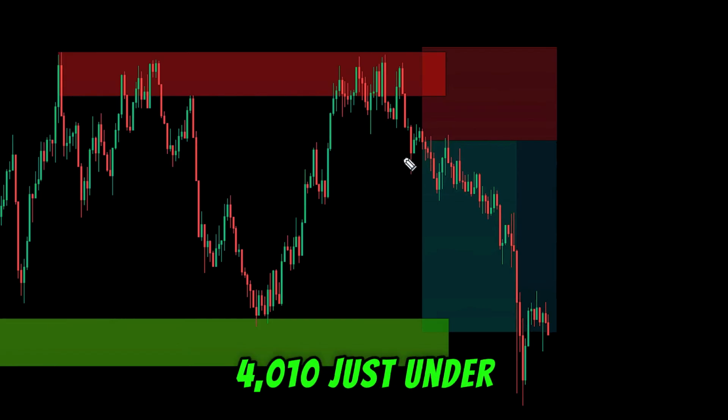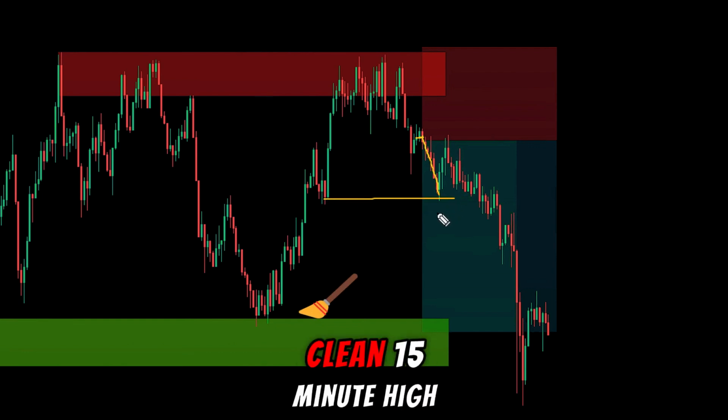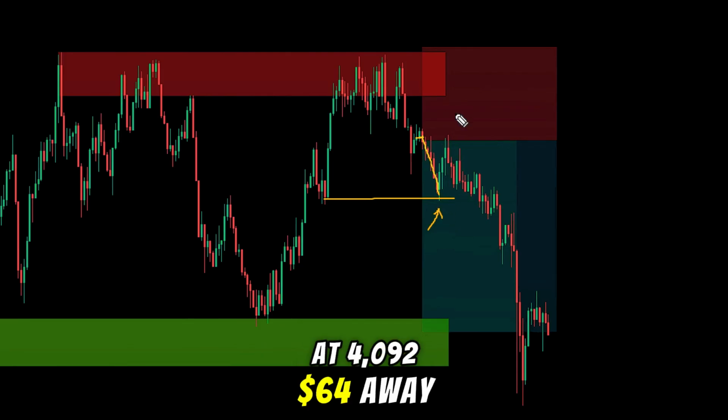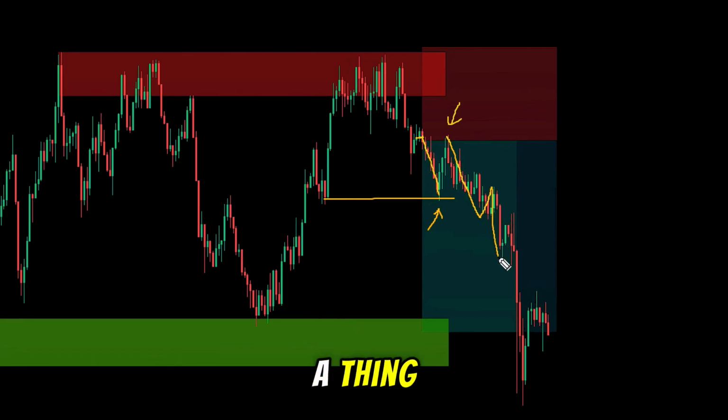Stop goes at 4,010, just under the wick, with a buffer: $18 of risk. Target is the last clean 15-minute high at 4,092, $64 away. That's roughly 3.5 to 1 before I've managed a thing.